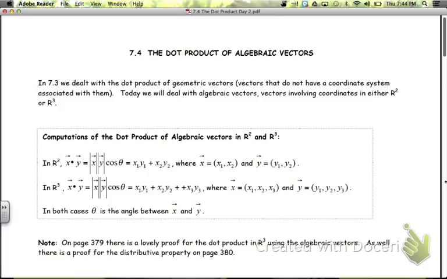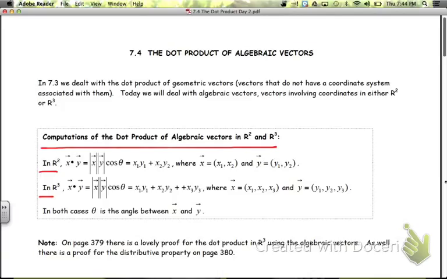Just looking at our computations of the dot product of algebraic vectors in R2 and R3. In R2, the dot product between two vectors is still the magnitude of x times the magnitude of y multiplied by cos theta. However, you can also solve this by multiplying x1 by y1 and adding x2 times y2, where x1 and x2 are coordinates of our vector x, and y1 and y2 are coordinates of your y vector. Similarly, in R3, the only difference is that we have a z position, because we're looking at a 3D model. In both cases, theta is the angle between our vectors x and y.